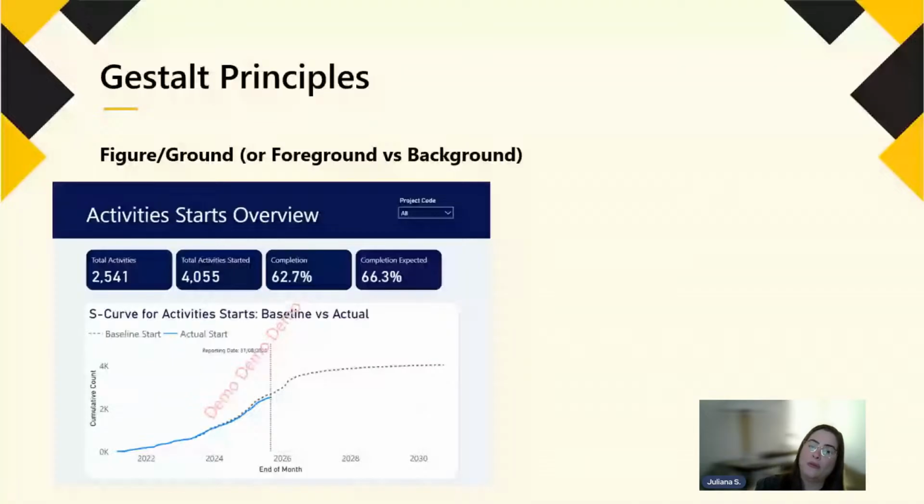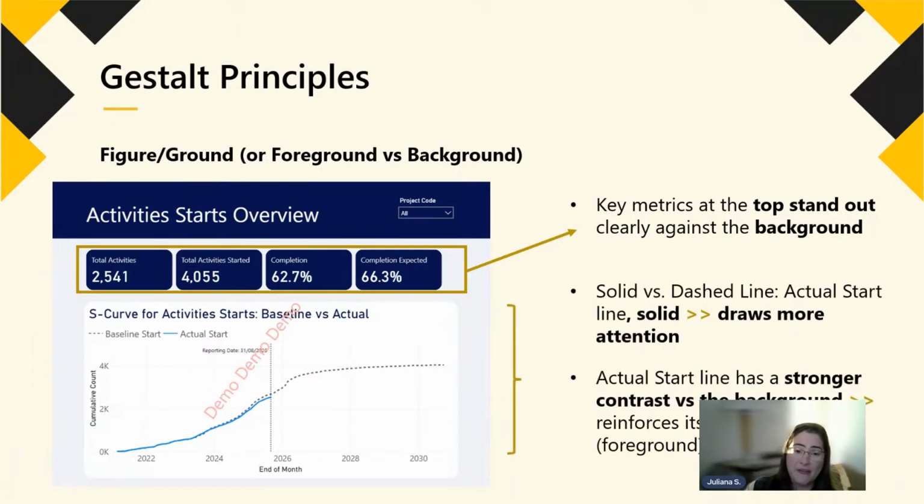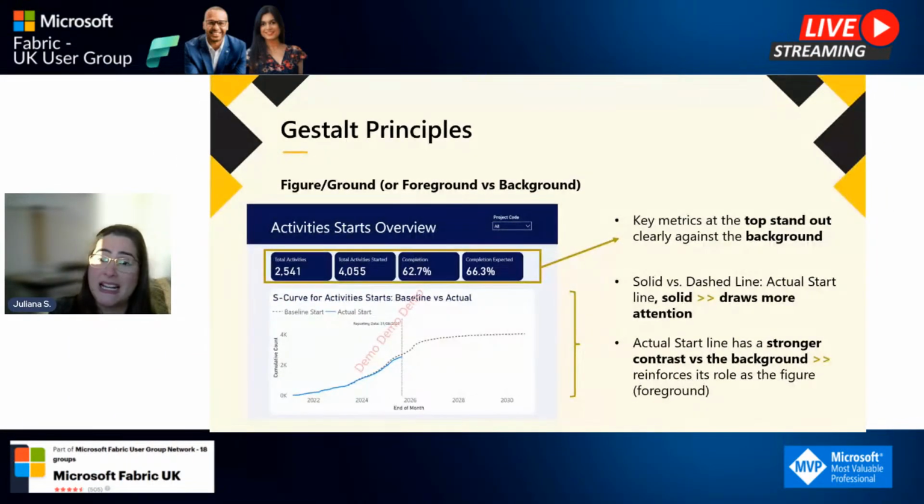So here's an example of use of figure ground. If you see here, we have first key metrics on the top, which is already a good placement, and it's standing out clearly against the background because I'm using a much darker color. So it will grab attention straight away. It will say, I am the figure, look at me. Next, I have another chart with a solid and a dash line. My actual line here has a solid style and it will draw more attention than the baseline, which is a dash line.